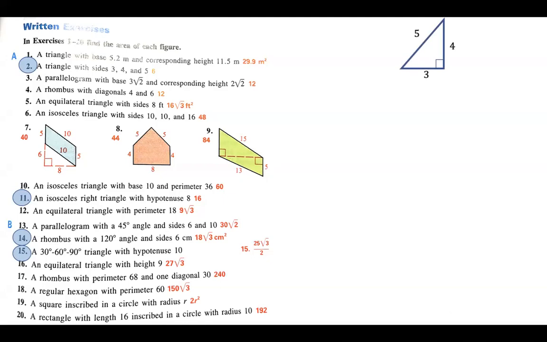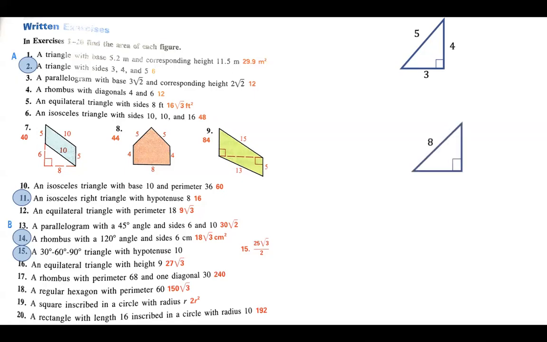So let's see, base times height divided by 2 because we're doing area. So that's 3 times 4, which is 12, divided by 2 is 6. So that gives you 6, and there's no units there, so 6 square units. So that's number 2.